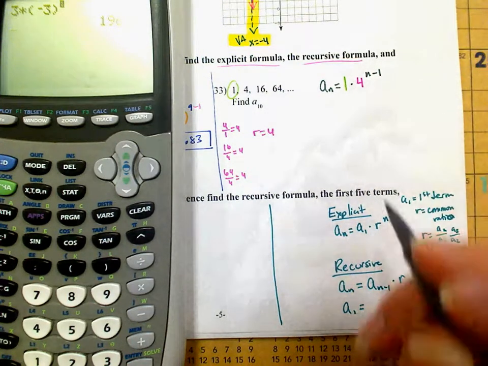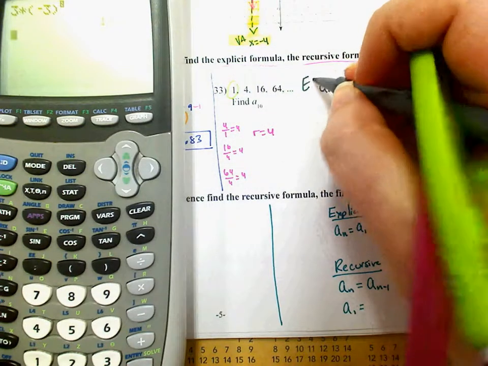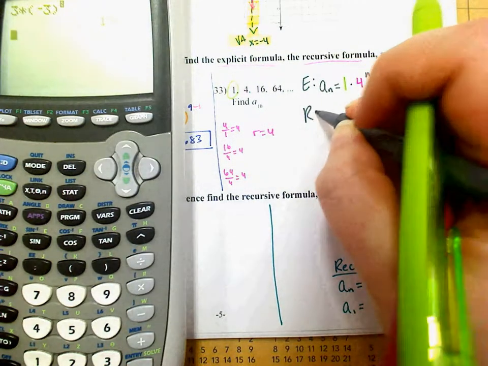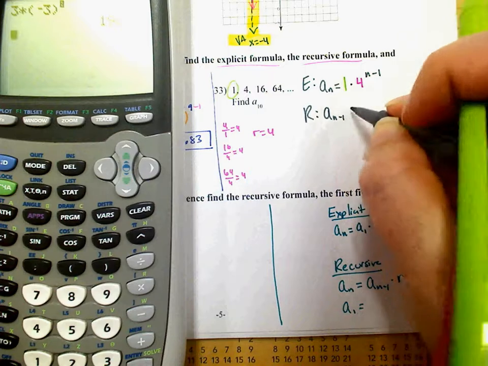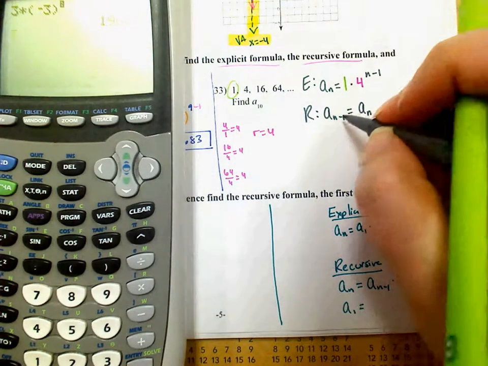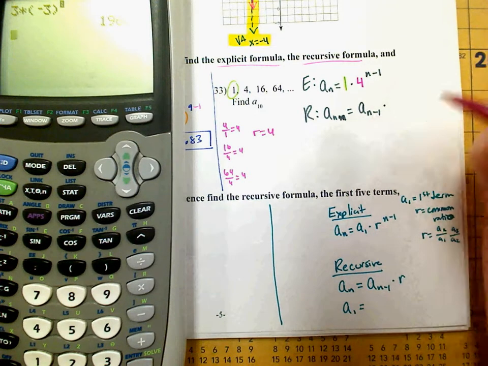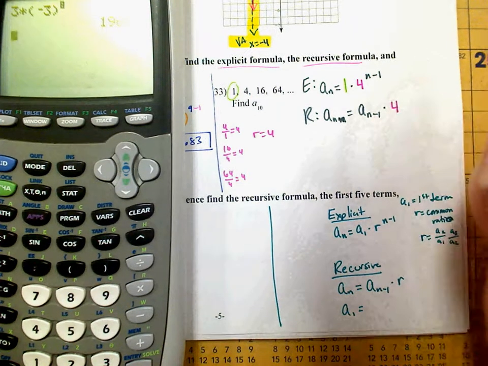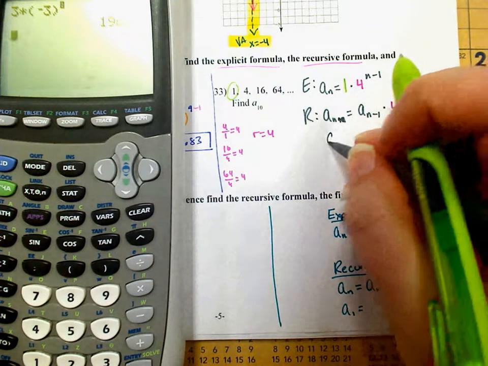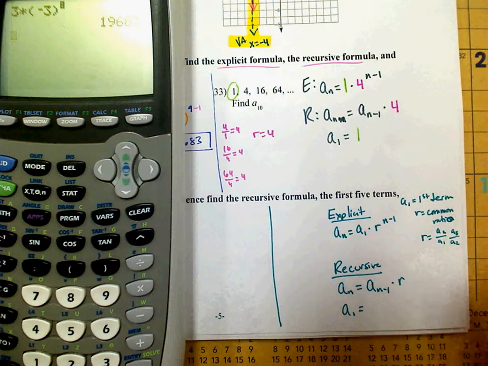Okay, so that's the explicit formula. And then the recursive formula is a sub n equals a sub n minus 1 times my common ratio, 4. And then I have to remember to state that a sub 1 equals 1. And then the last thing I want to do is find a sub 10.